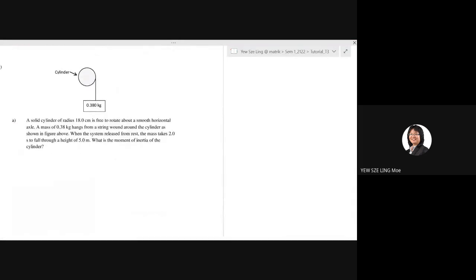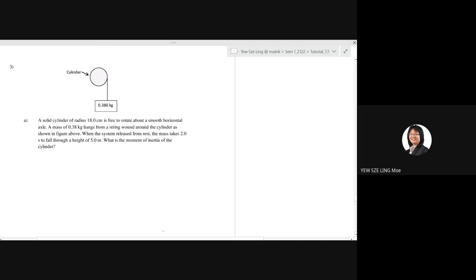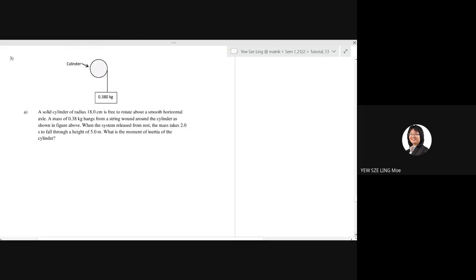Okay, now let's look at question number 3. Question number 3 is slightly more complicated. Why? Because it involves both the rotational motions and the linear motions at the same time. Rotational motion is happening at the cylinder. Linear motion is happening at the box. Okay, this box, 0.38 kg box.